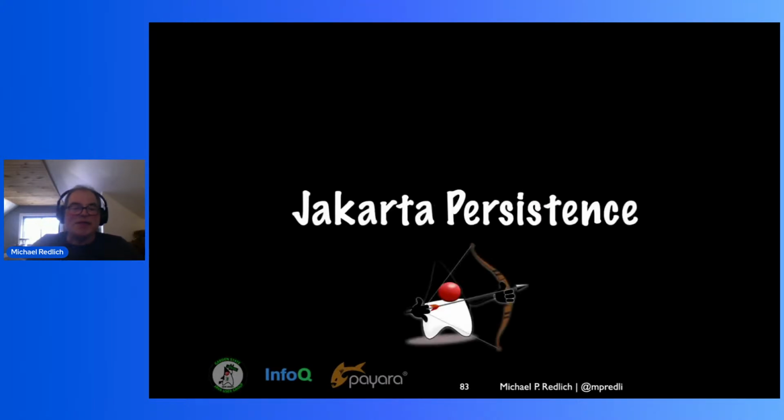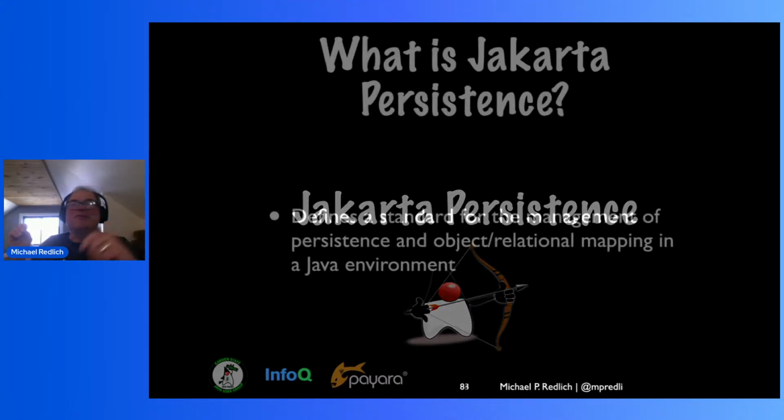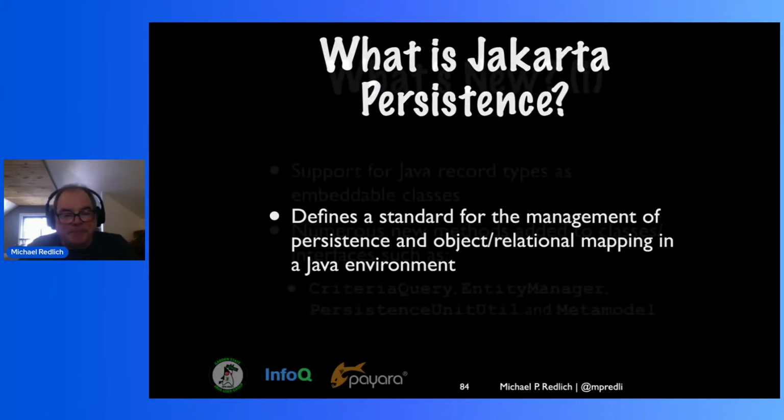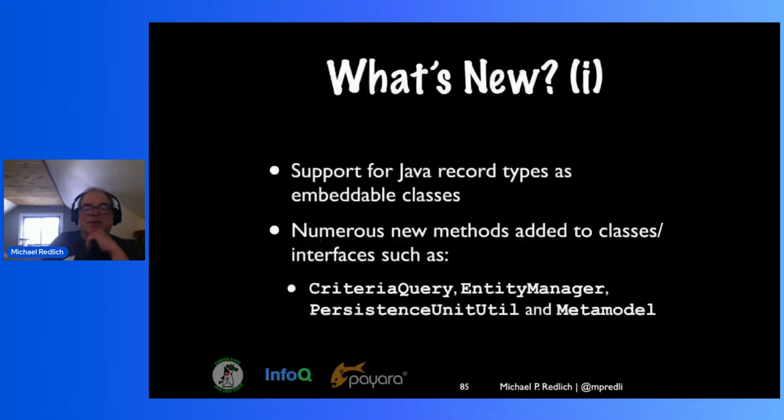Jakarta Persistence. Now, if you look at the spec page on this, the number of updates is just extremely long, right? Obviously, I'm not going to mention them all here, but if you've used JPA, as they called it back in the day, then this is basically the Jakarta version of that. And as I mentioned earlier today, this adds support for Java records, right?